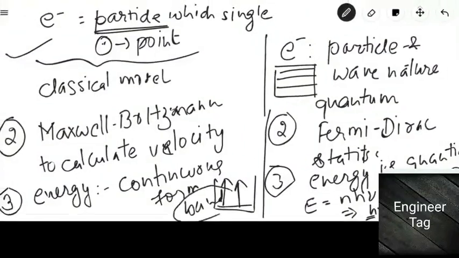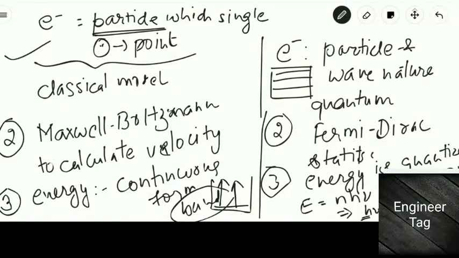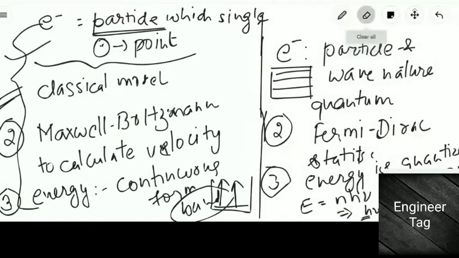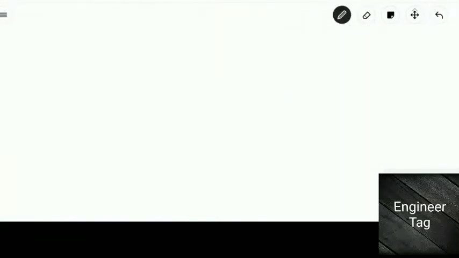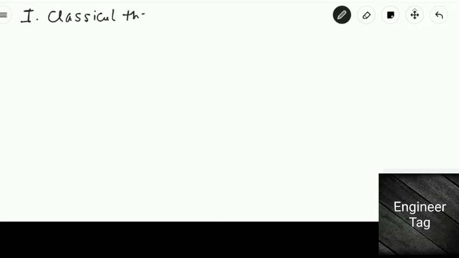Okay, so these are the main differences which we'll be using. There are a lot of differences but we are using these only. Okay, this is enough for your basics. Later when we do the quantum part, we will discuss more. Okay, so we were discussing your free electron theory. First we discuss the classical model, Drude's model. First one we will discuss is the classical theory of free electron or your Drude's theory.